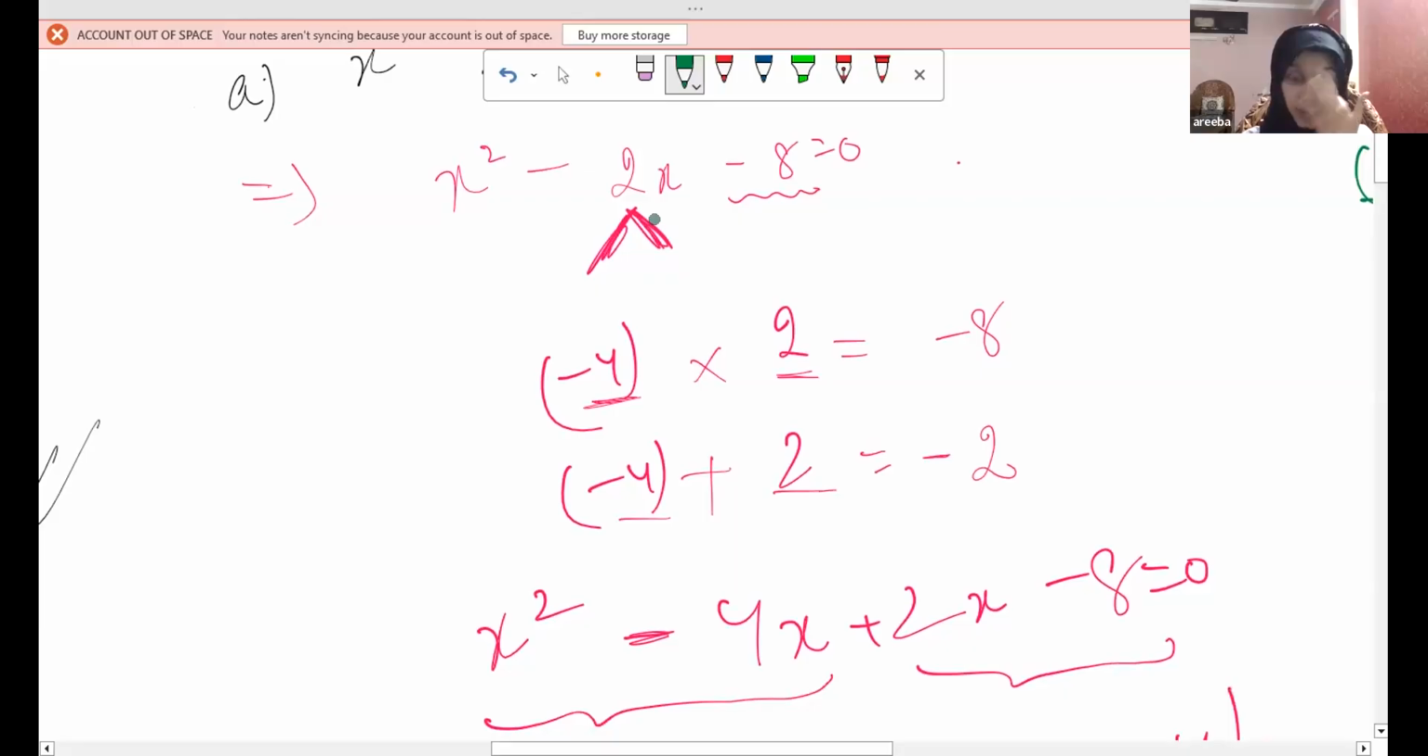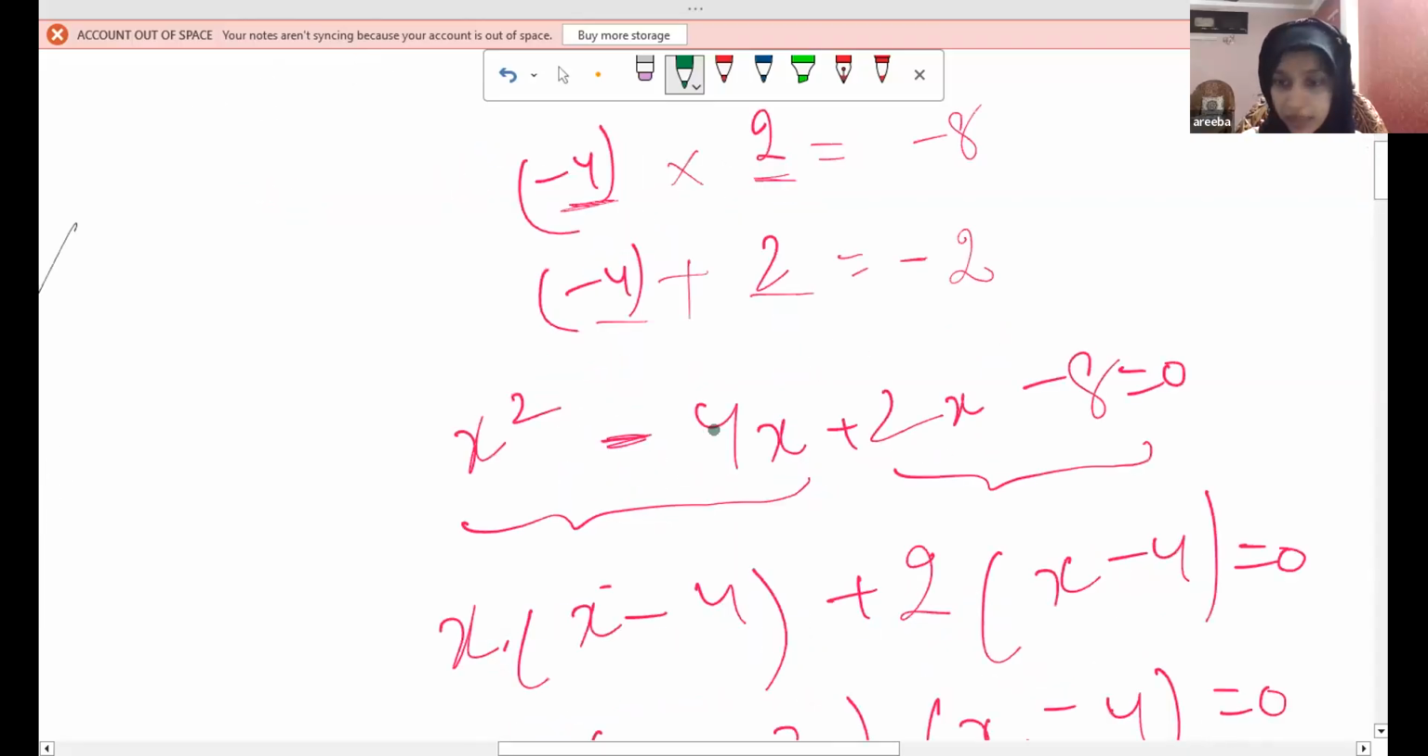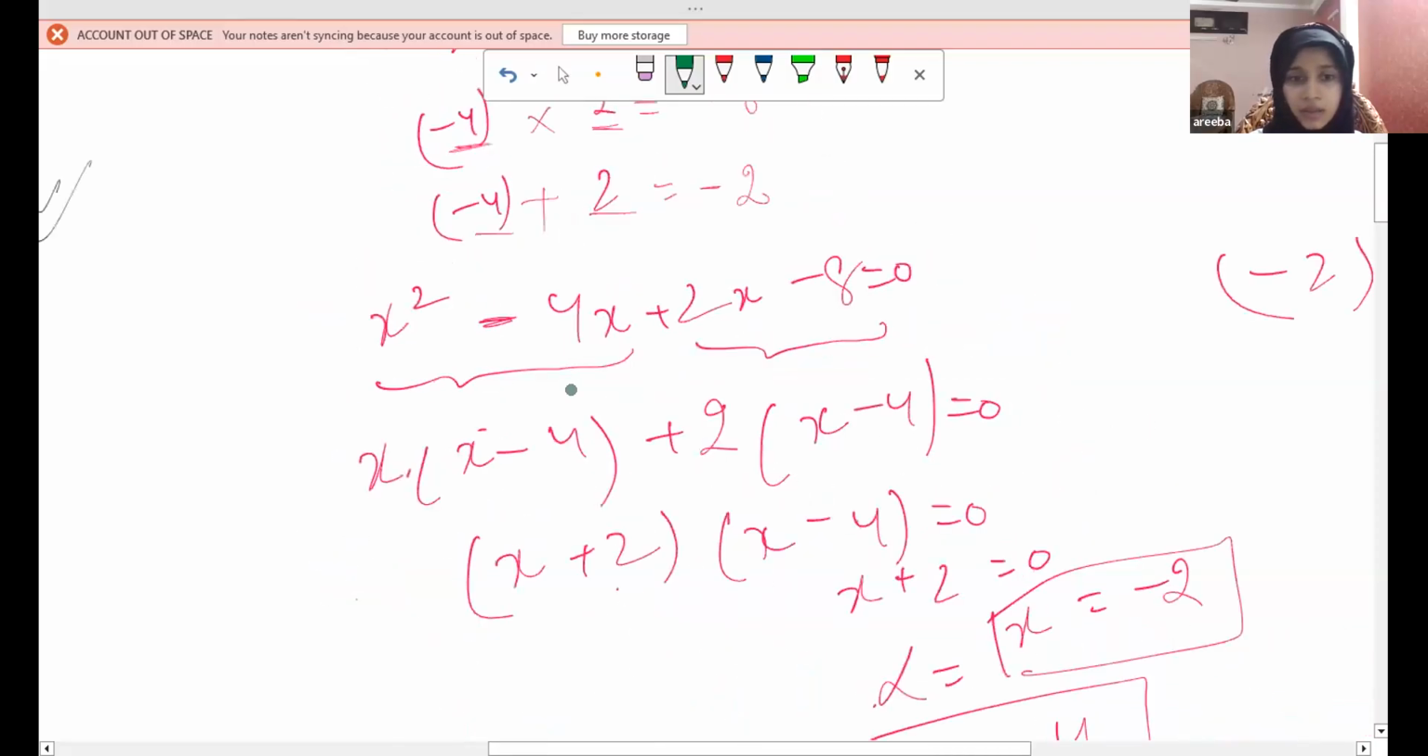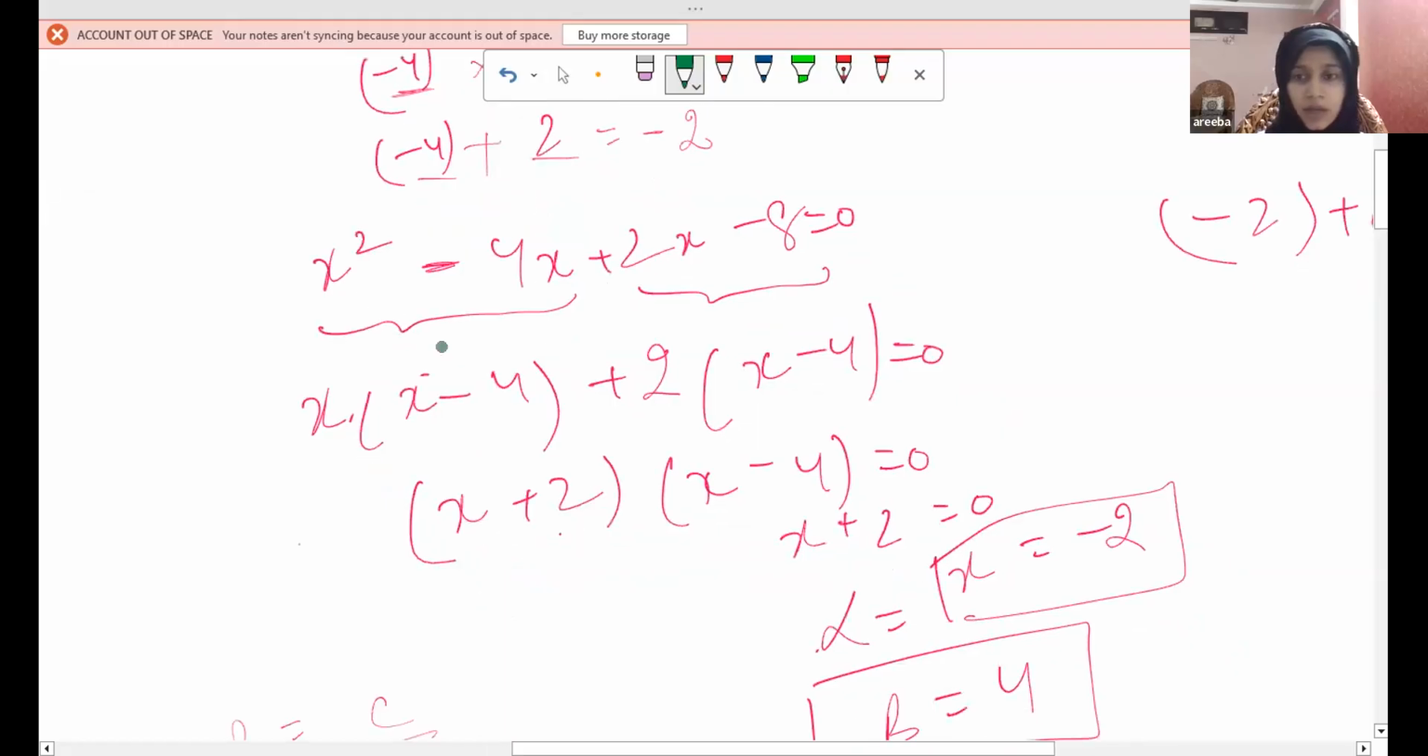Minus 2x I can write as minus 4x plus 2x, right? So x square minus 4x plus 2x minus 8 will give me 0. Now, after that, we are going to listen to this step carefully. We are going to take common. We are going to divide it into two parts. After that, we are going to take common.